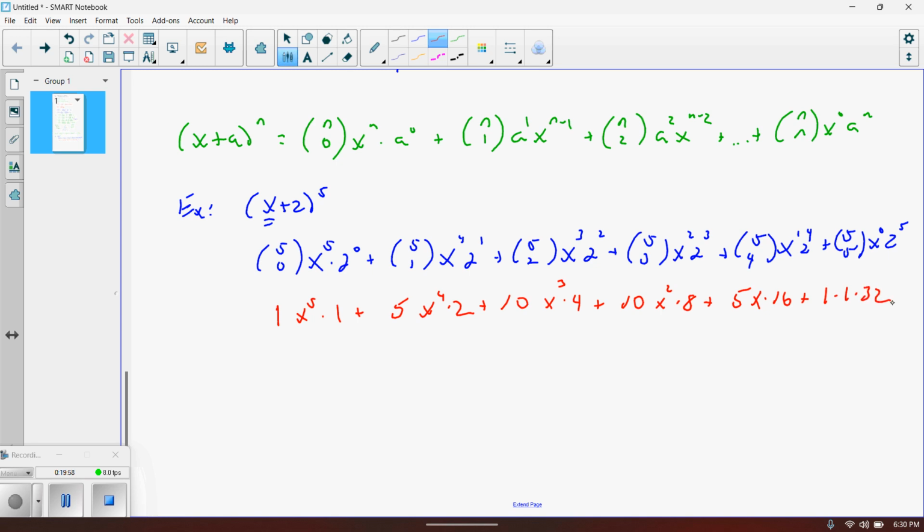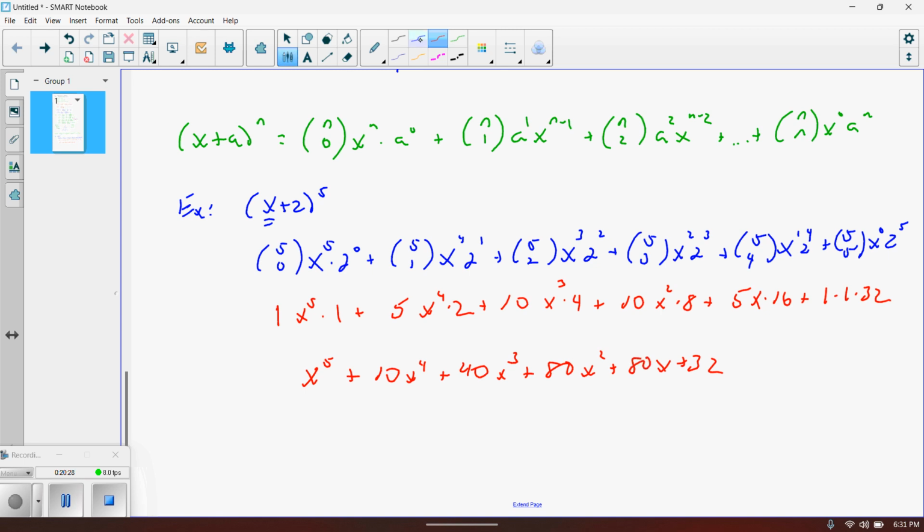So now we can just simplify. So what we have is x to the 5th plus 10x to the 4th plus 40x cubed plus 80x squared plus 80x plus 32. And we have expanded x plus 2 to the 5th power, as well as simplifying along the way.